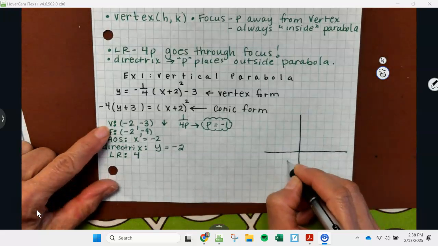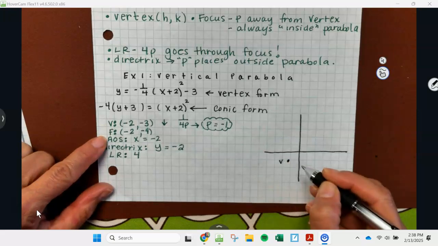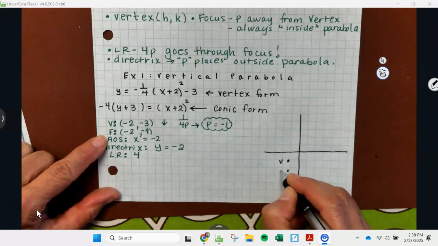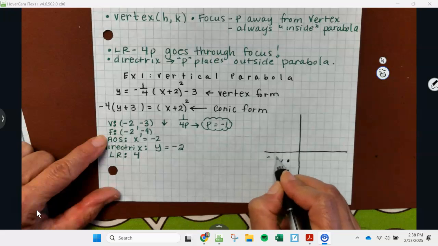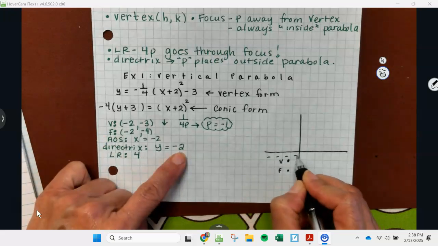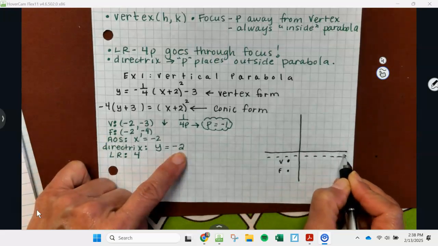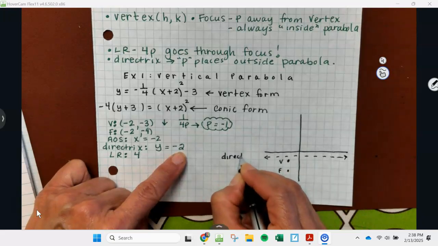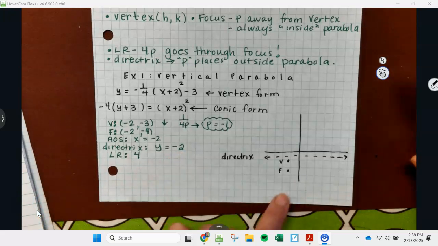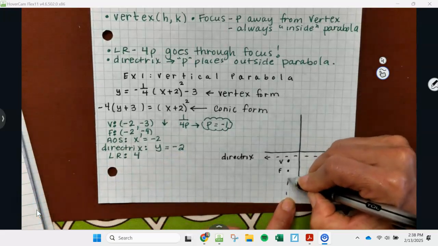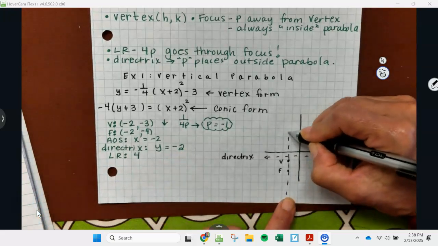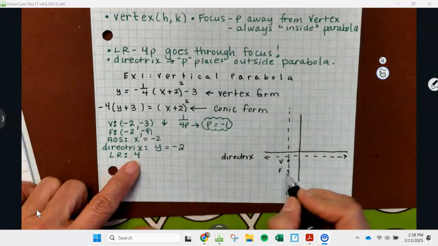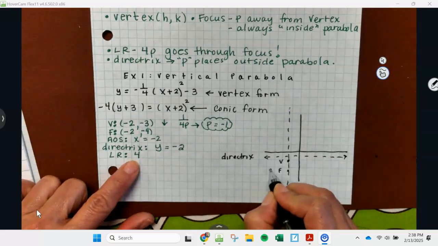Now, remember, we are drawing a sketch. So I'm going to say the vertex is right there at -2, -3. Notice I drew my focus, what I estimated to be one place down. Notice I drew my directrix, which is one place up. And now what I'm going to do is draw the axis of symmetry, which always goes through the points of the vertex and the focus.